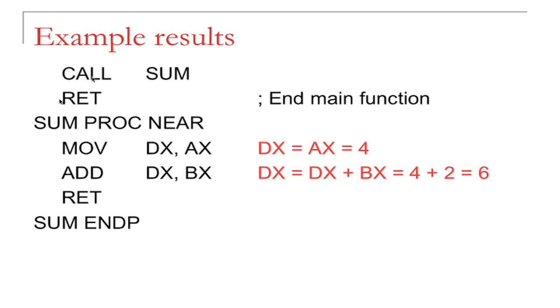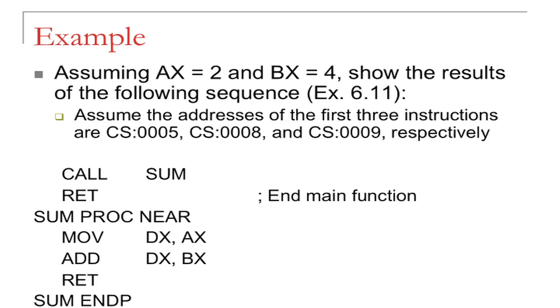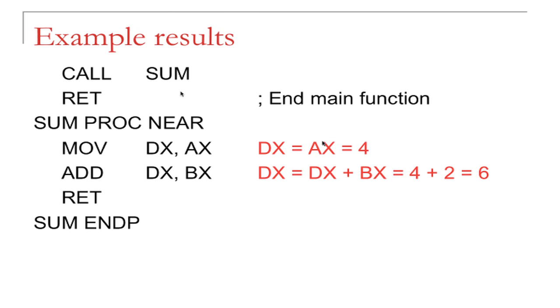Isn't the value of AX 2? Let's see. We have 2 and 4. Yeah, I think that's right. So this value should be a 2.